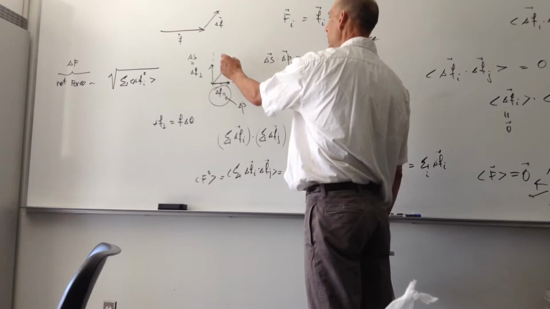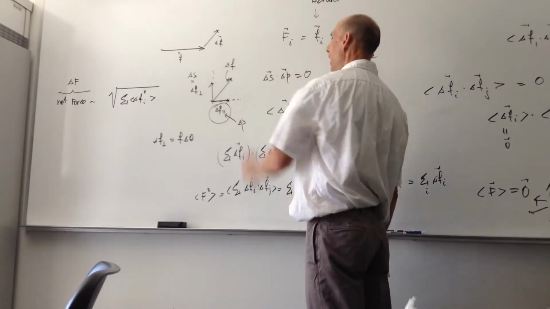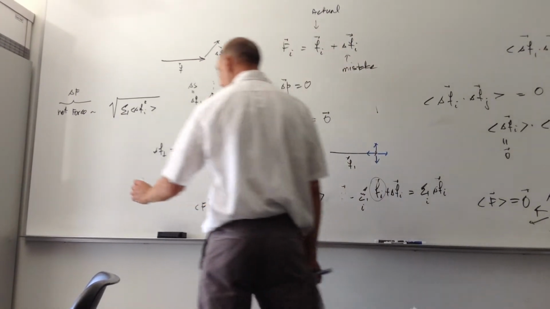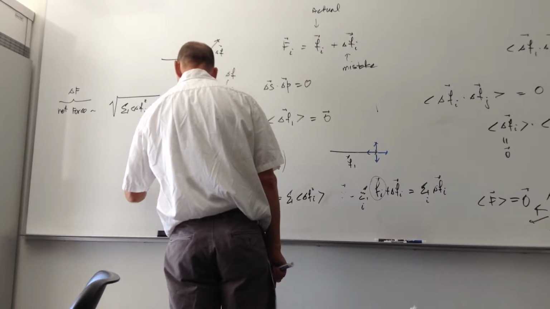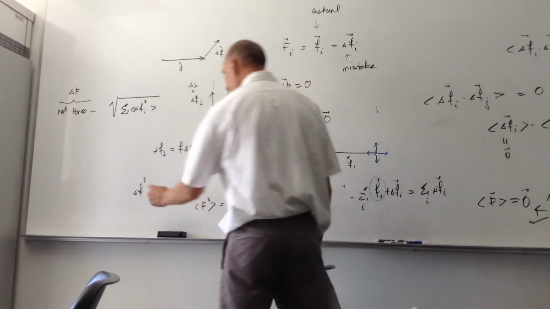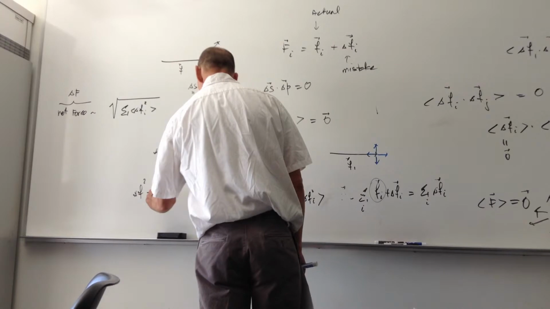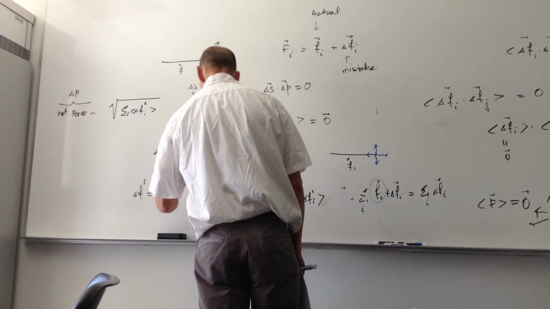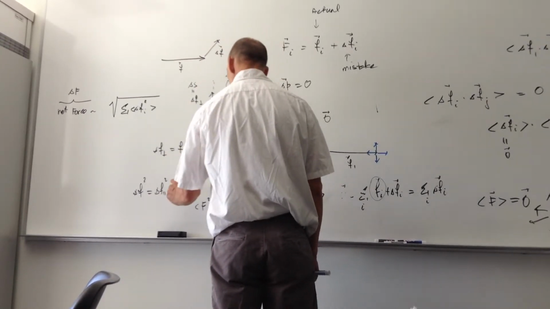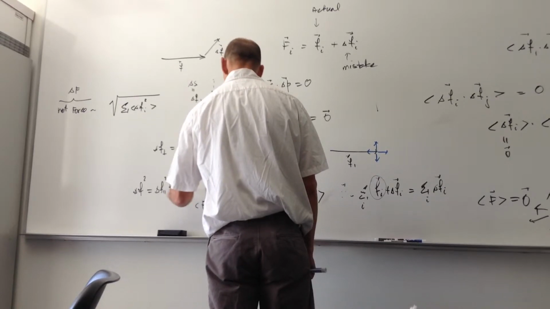If we want to know how big this is, what is it? The magnitude. What would you do? What would you say? Pythagorean theorem, right? Do you agree? We do delta S and delta P. Perfect. So we would say F parallel squared plus F perp squared, but we said that that was this, right?